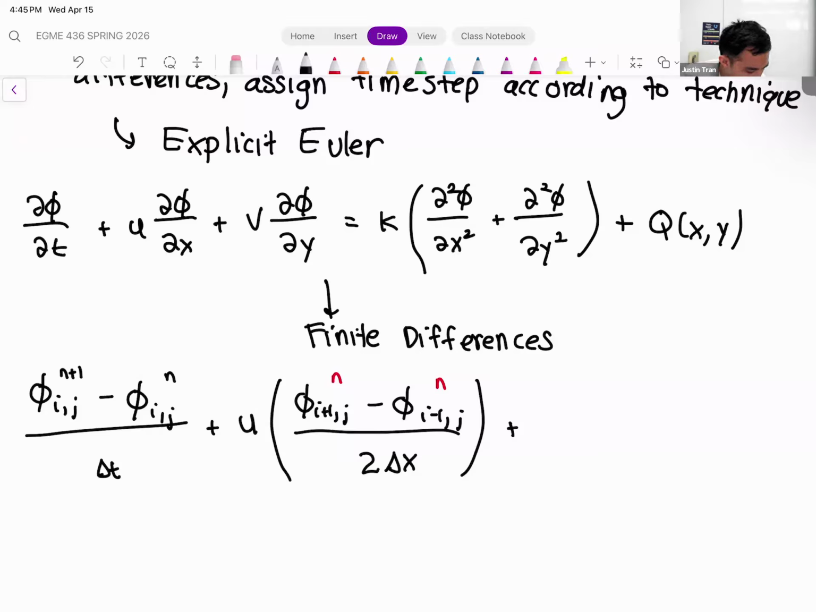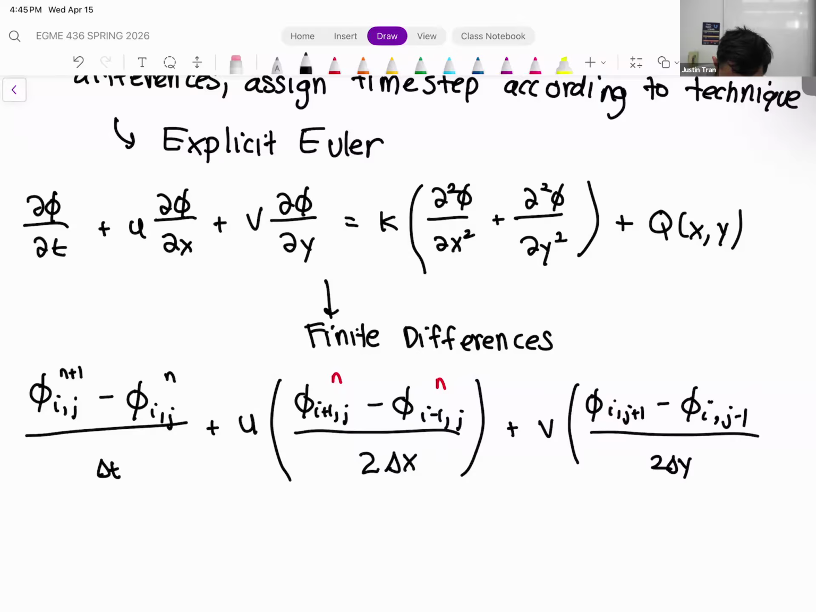And we're going to do the same thing for the y derivative. The y derivative, we have v. Once again, we're going to use central difference. Phi i j plus 1 minus phi i j minus 1 divided by 2 delta y. Both of these, once again, evaluated at time step n.